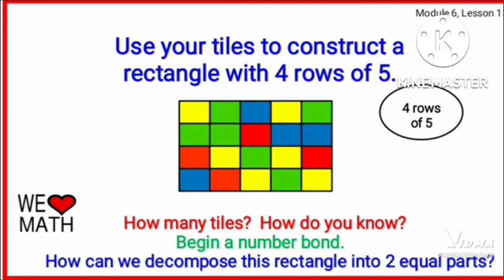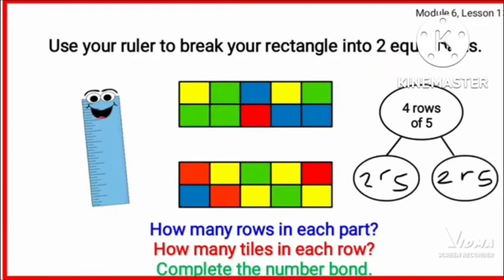What if we share the rows into 2 rows of 5? That's it. You're correct. 2 equal parts. 2 rows of 5. If you check each part, now each has 2 rows. There are 5 ties in each row. And look at the number bond, the parts, 2 rows of 5. 2 rows of 5 is 5 plus 5. 5 plus 5, 10. The other part, 5 plus 5, 10. 10 plus 10, 20. That is 20 square ties.